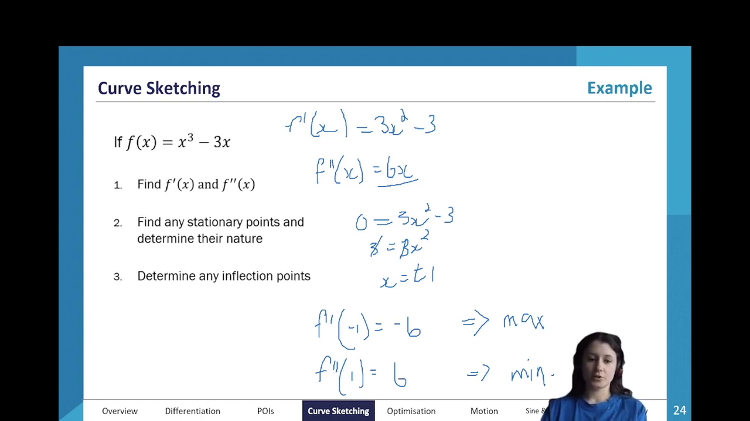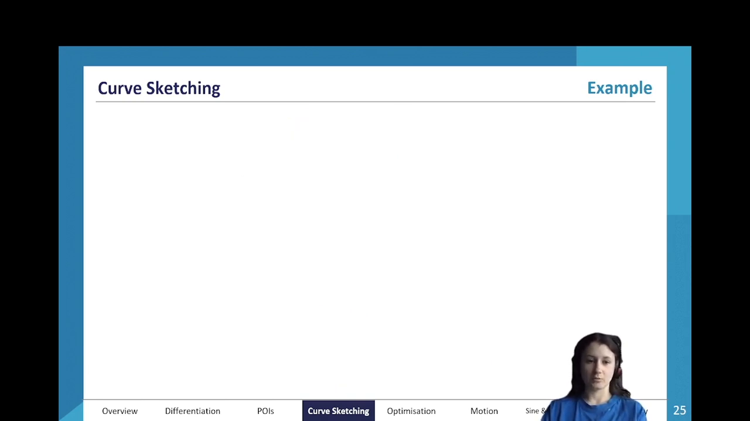Now let's get on to determining any inflection points. Remember, an inflection point occurs when the second derivative is equal to 0, and that's our first requirement. So we're going to go 0 equals our second derivative, which is 6x, giving us that x equals 0. Remember, our second requirement for a point of inflection is that the concavity around that point changes.